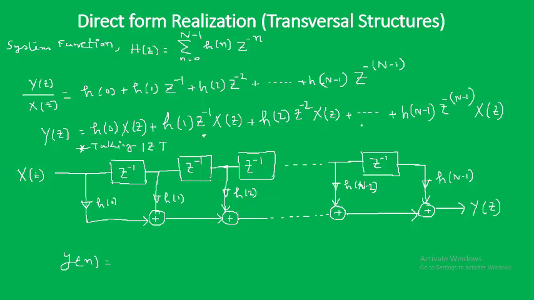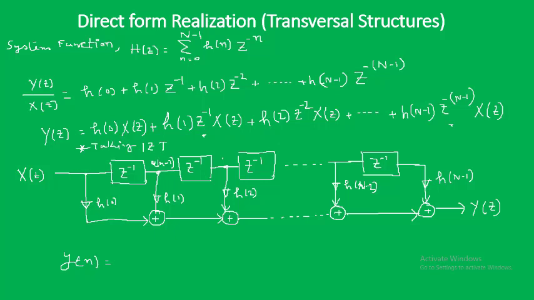So z to the power minus 1 up to z to the power minus (n minus 1). That means n minus 1 delay elements are required. And if we are tapping out the signals from here, at this point we are getting x of n minus 1, here x of n minus 2, and so on. Now what are the coefficients associated with this?